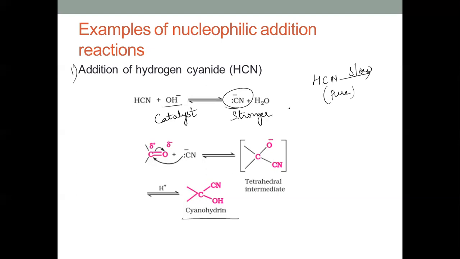So instead of using pure HCN, we are catalyzing this with the help of OH minus, where the stronger nucleophile is produced. Now this will act as a nucleophile. Again, same thing, this will attack this carbon atom because it's partially positive and electrophilic in nature. This is acting as a nucleophile, resulting in the formation of this tetrahedral intermediate. And this will take H plus from the reaction mixture, resulting in the formation of cyanohydrin.